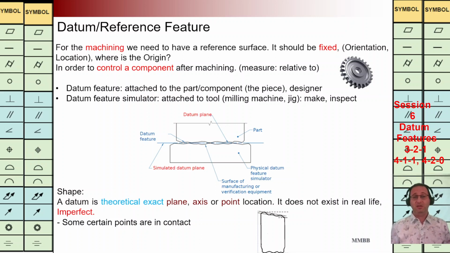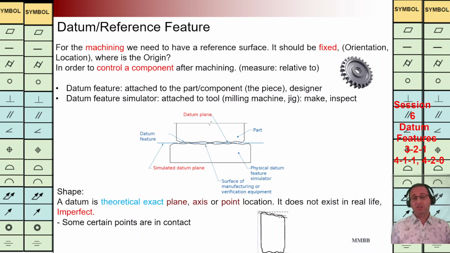Today we're going to talk about datum feature. Why are we going to define datum feature? Whenever we want to do machining to make a component, we need to fix the component. How do we fix it? What is the orientation, what is the location, where is the origin? In order to answer these questions, we are going to define datum feature.